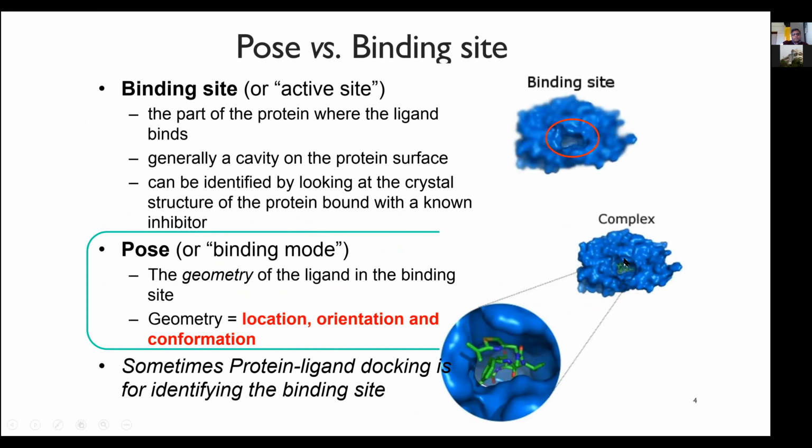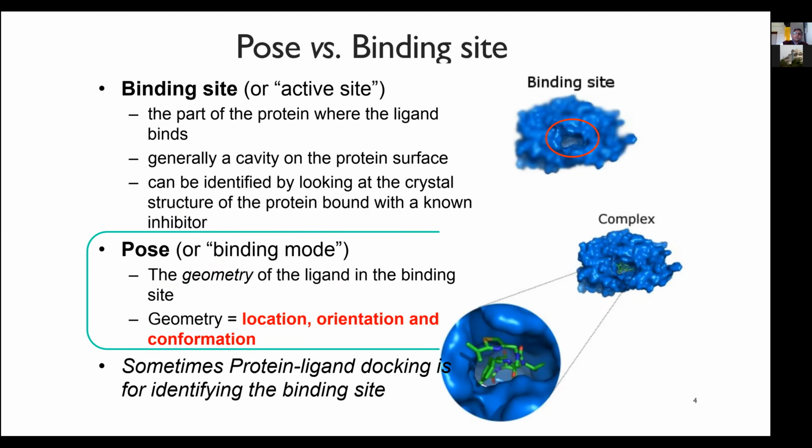Okay, now what is a pose and what is a binding site? Binding site, you know, it is the site at which a ligand will bind in the target protein. So basically it will be a cavity. And one can easily identify the binding site by looking into a crystal structure, especially if the crystal structure has a co-complex ligand. Wherever you find the co-complex ligand, that will be the active site or the binding site.